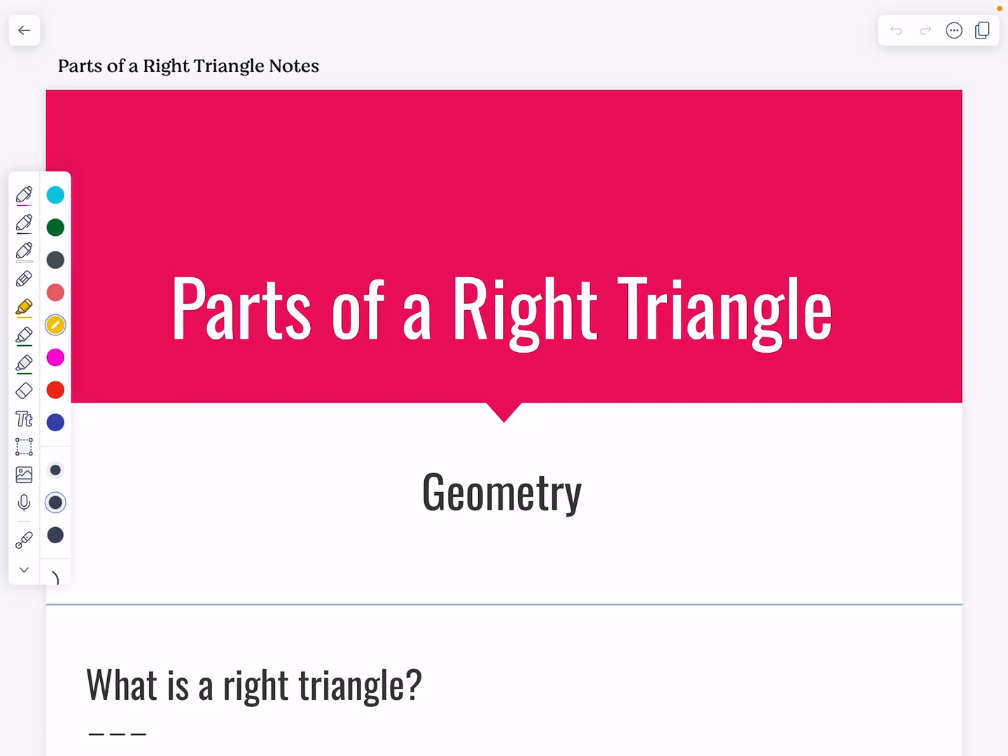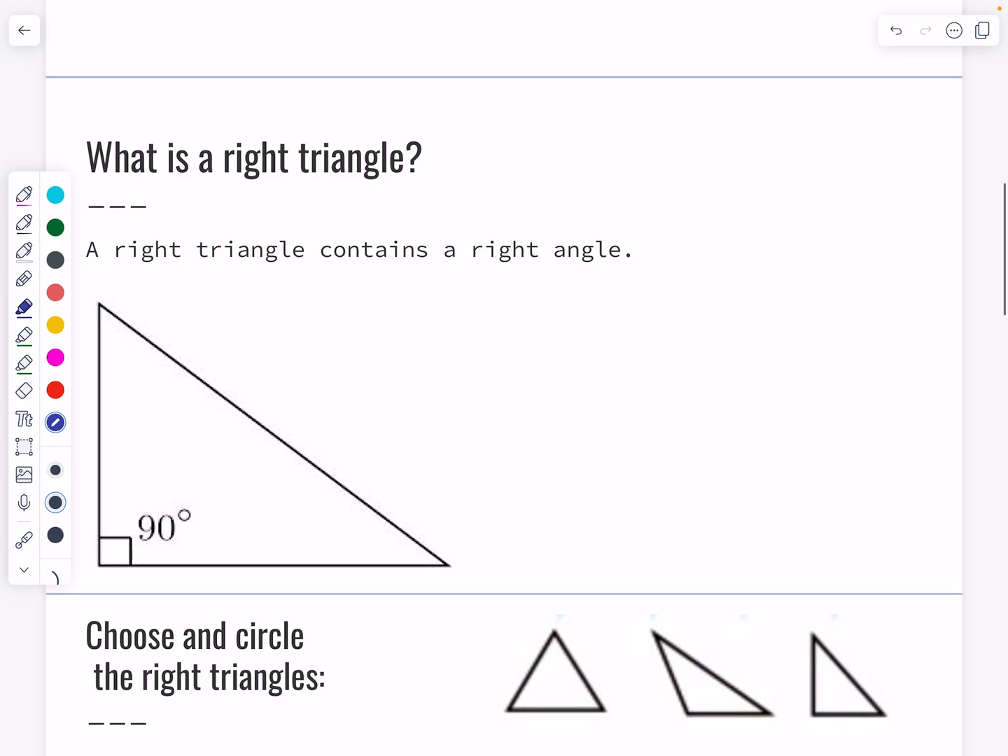Hello everyone, and welcome to our lesson on parts of a right triangle. I know that we've already learned about right triangles versus acute triangles and obtuse triangles, but now we're specifically going to focus in on right triangles. So remember, what is a right triangle? A right triangle is a triangle that contains a right angle.